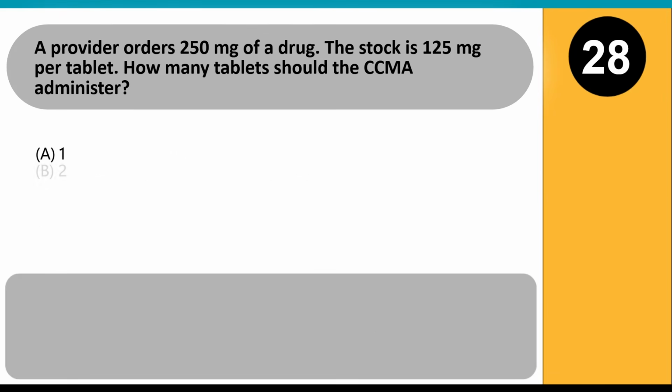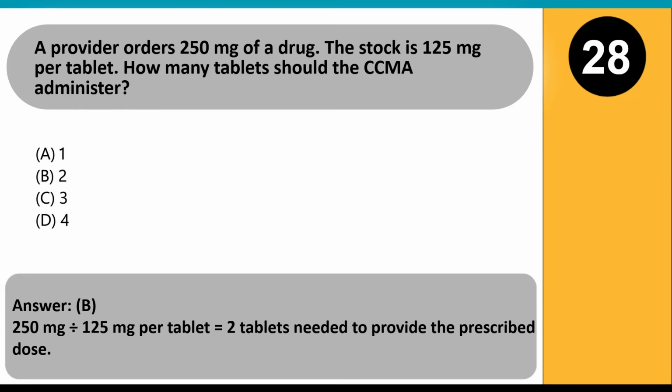A provider orders 250 milligrams of a drug. The stock is 125 milligrams per tablet. How many tablets should the CCMA administer? A. 1. B. 2. C. 3. D. 4. Answer: B. 250 mg divided by 125 mg per tablet equals 2 tablets needed to provide the prescribed dose.